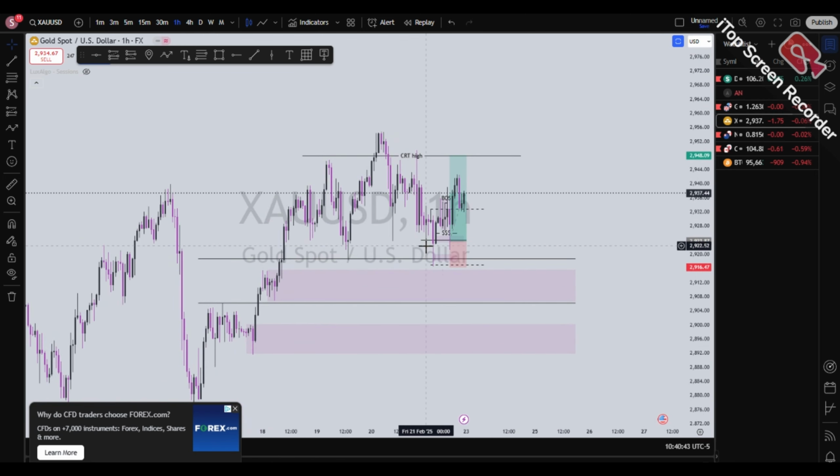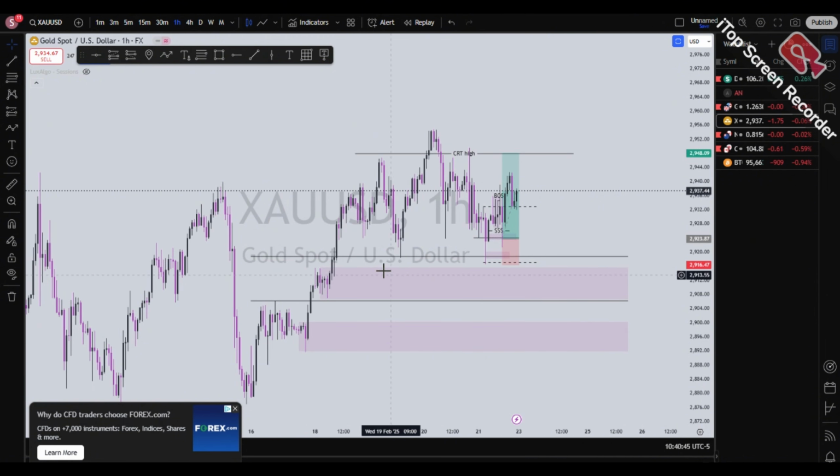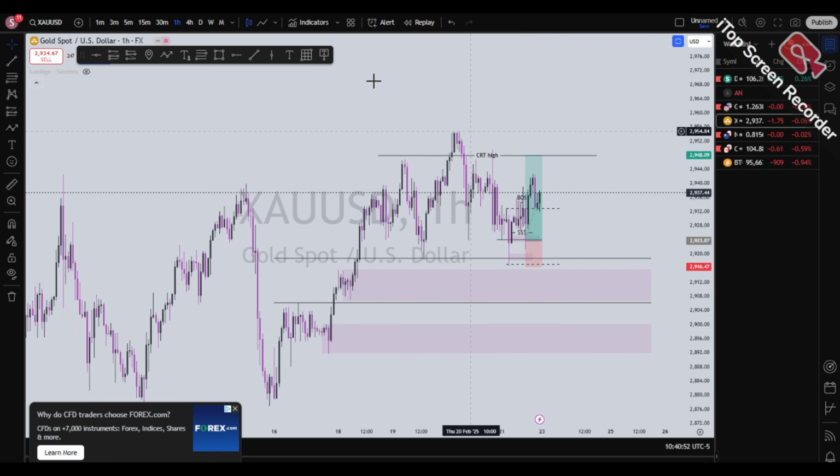So this was the last setup I had for gold last week. Gold played out, tapping into the mitigation zone, and we saw my entry mitigated though. Let's quickly see this high zone.